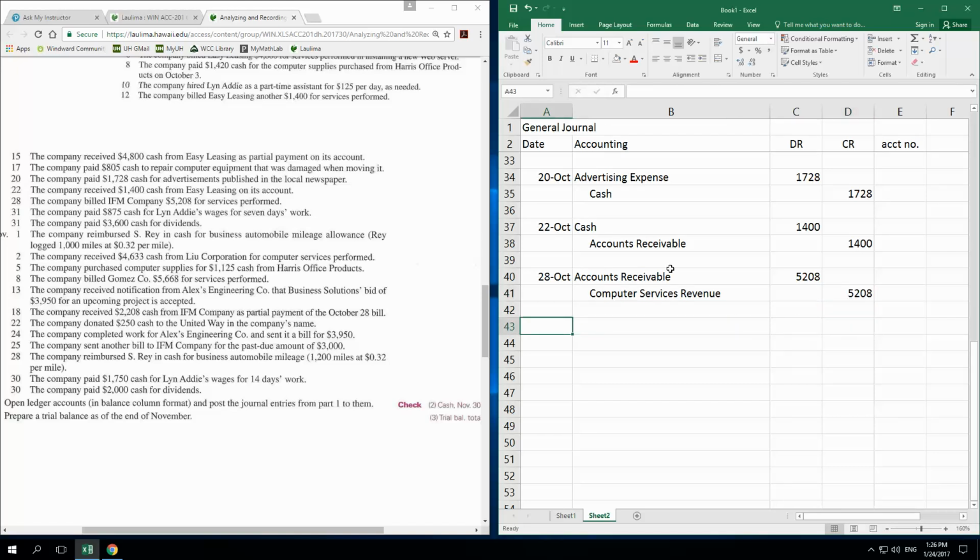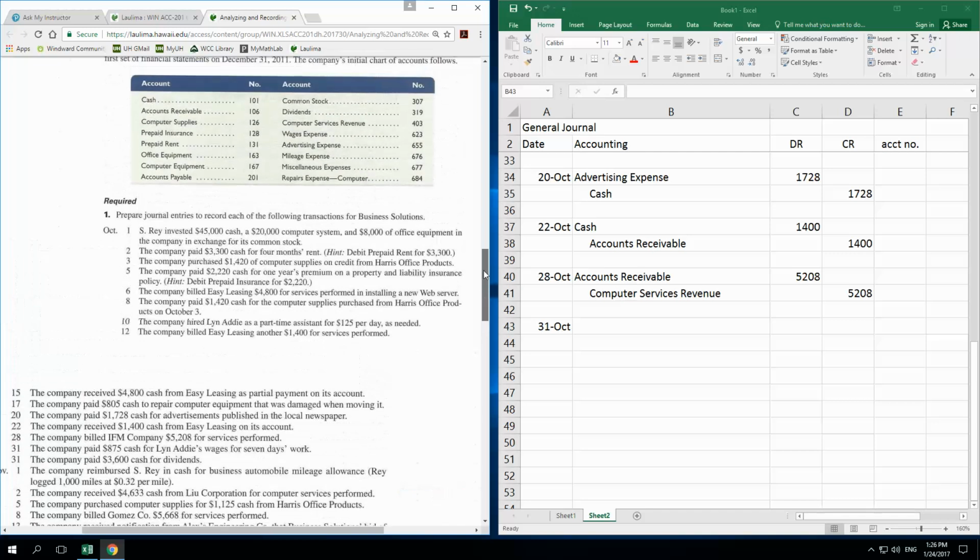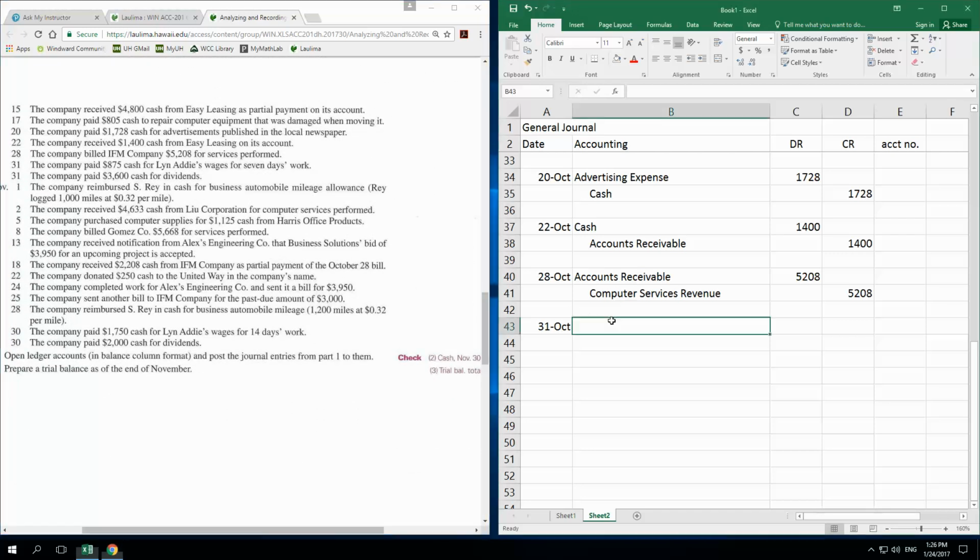Now, October 31st. The company paid $875 for Lynn Addy's wages for 7 days work. Now Lynn actually did some work, so we have wages expense. We're going to book that to wages expense, and because we paid, that means cash was used. How much did we pay? $875. See how that works?